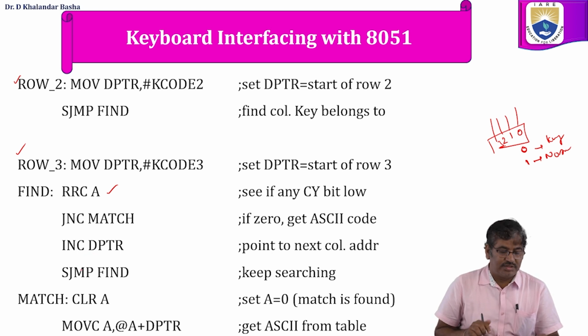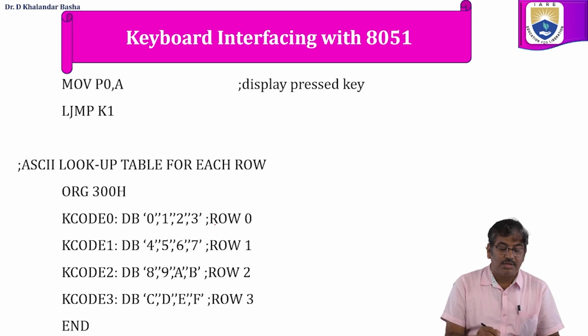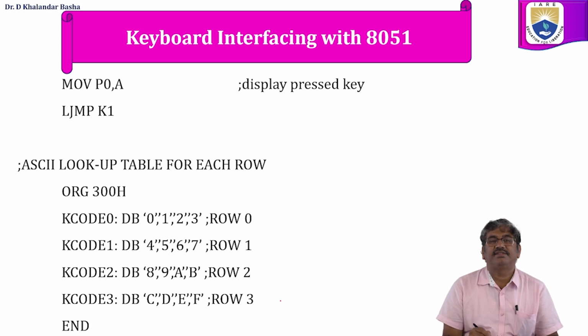Right. So in the match, we will clear. We are going to fetch the ASCII value from the table by loading the address into accumulator plus DPTR, where accumulator will have the offset and DPTR will have the starting address. From there, we are going to get the equivalent value that exists in the table. Next, the equivalent value that you get will move to port G. So this looks like an ASCII lookup table where code 0 is for row 0, row 1, row 2, row 3.